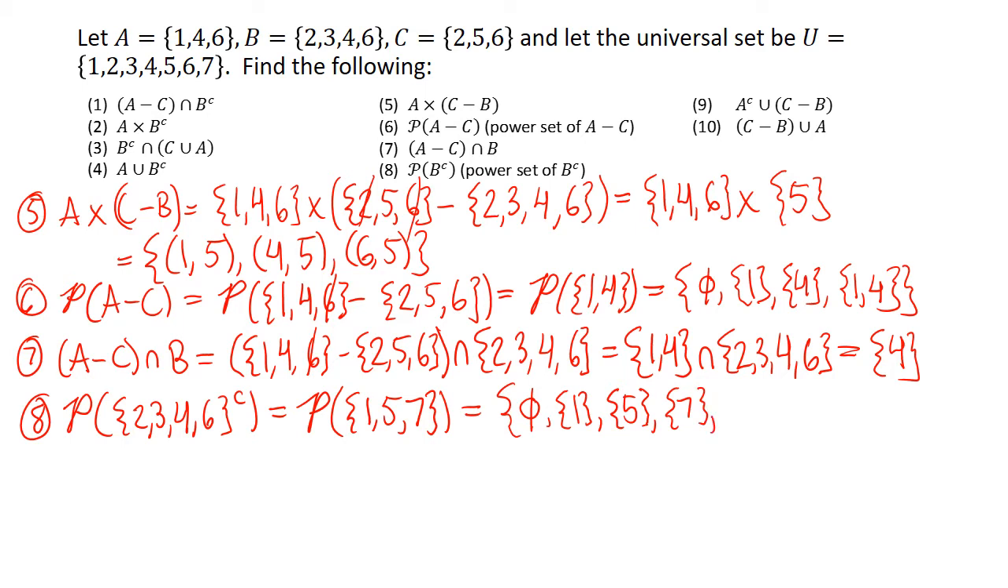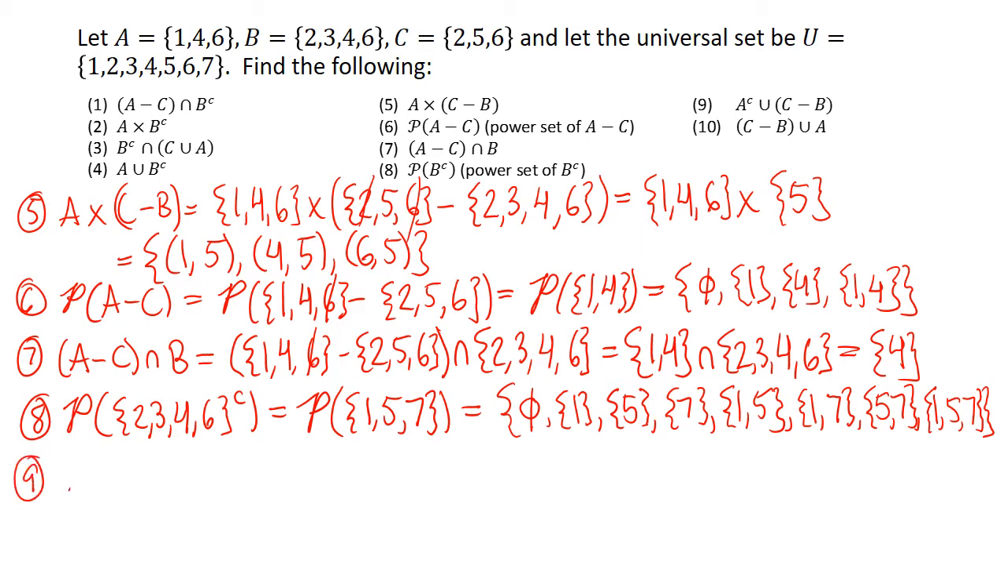And then the next smallest would be 2 elements at a time, so we could have {1, 5}, or we could have {1, 7}, or we could have {5, 7}. And then finally, the largest subset we could have would be the entire original set, which is {1, 5, 7}. These curly braces are really devolving. Okay, and that's it.